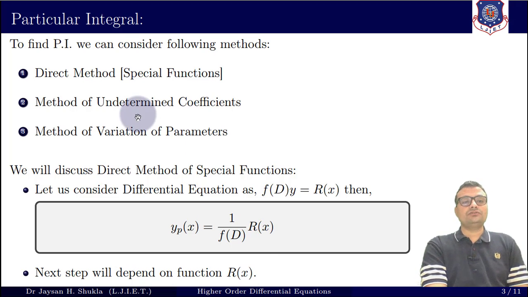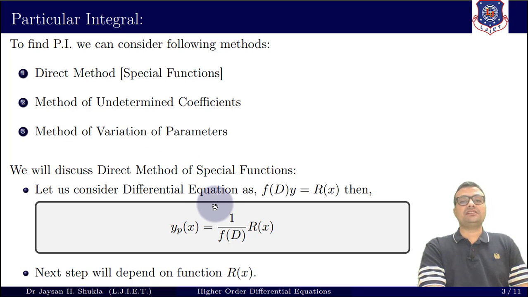Now, as I told you earlier also, for finding the particular integral in the general solution, we have three main methods. There is another method also, known as the general method, but with the help of these three techniques we can find almost all particular integrals. The methods are the direct method, the method of undetermined coefficients, and the method of variation of parameters. Today we are focusing on special functions, and in that we have seen the exponential function, sine and cos. Today we are going to start with polynomials.